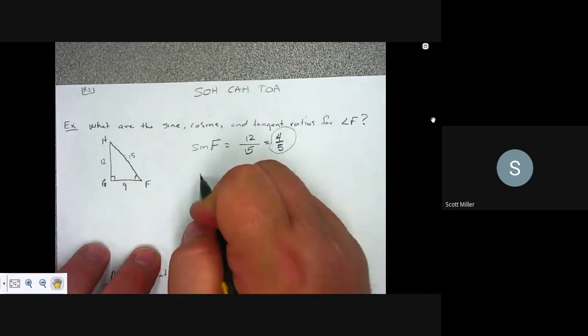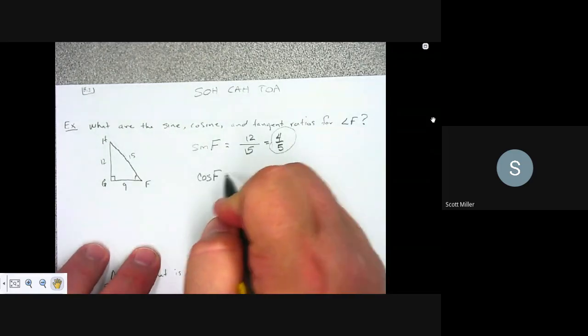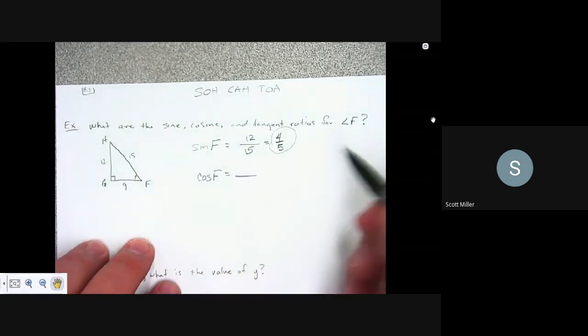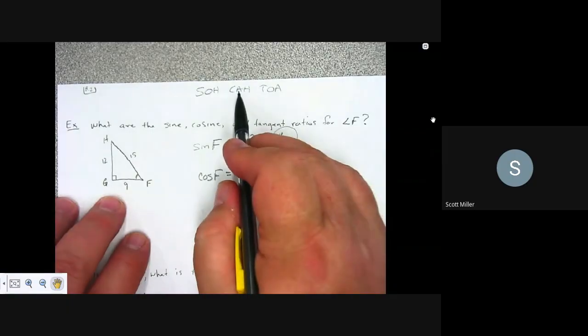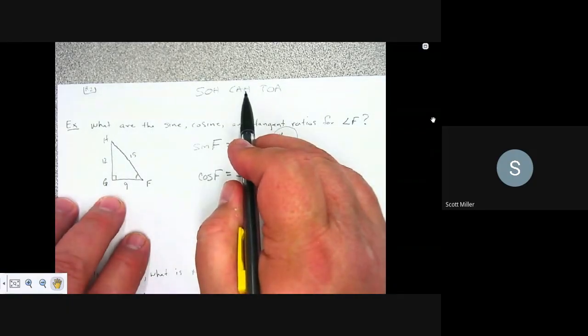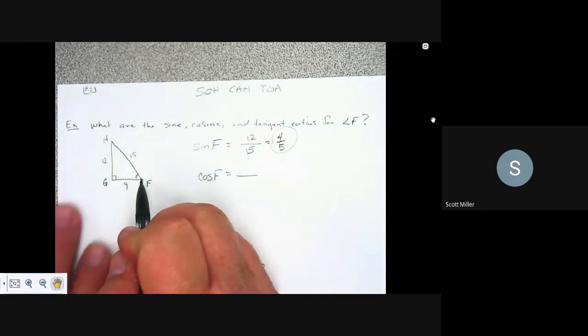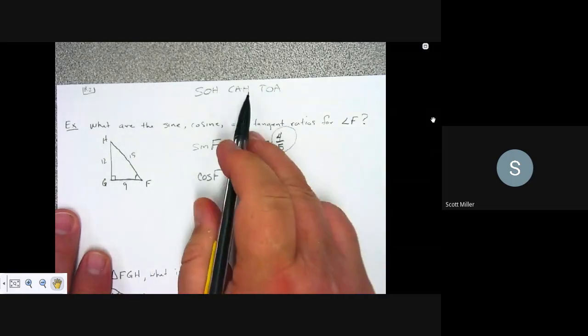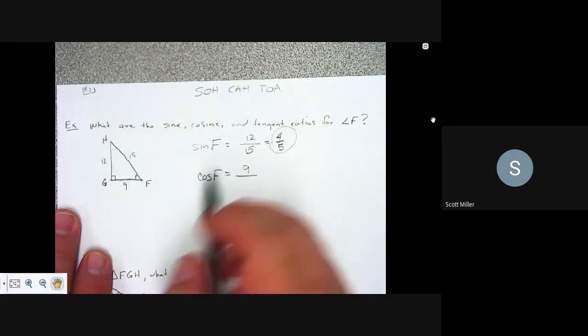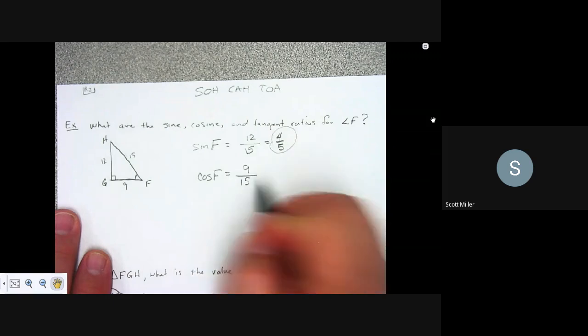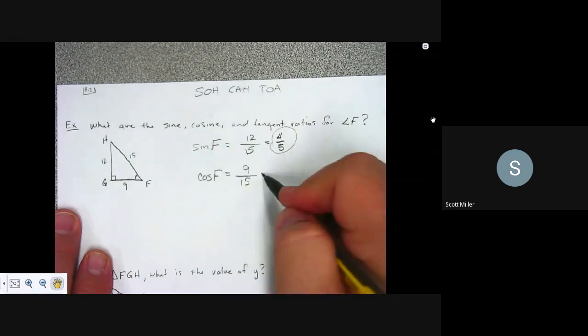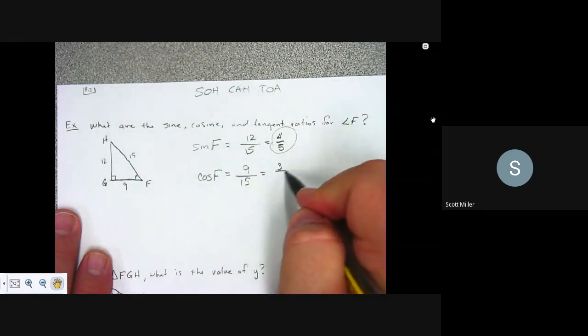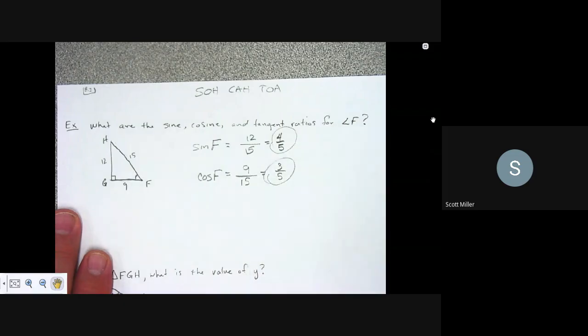What is the cosine of angle F? Again, I know it's a ratio. It is the adjacent length divided by the hypotenuse. Here's angle F. This is the side that is adjacent, so that is a 9. And the hypotenuse we still know to be 15. And again, we have a common factor of 3, so this is 3 over 5. And there's the ratio for the cosine.